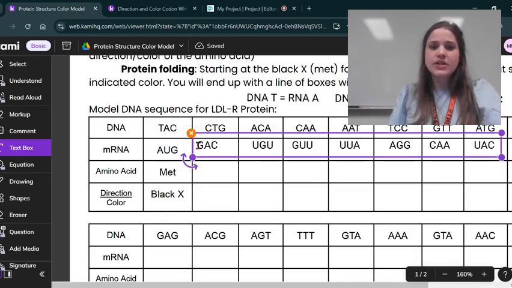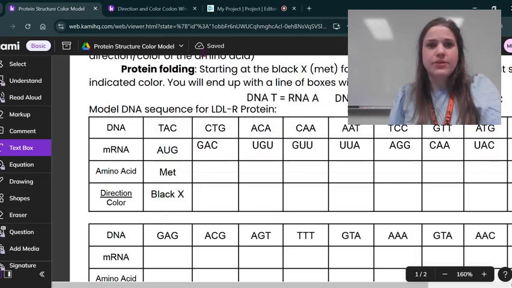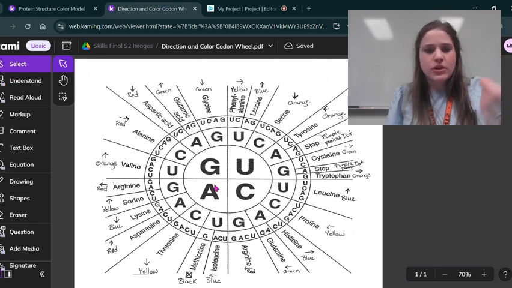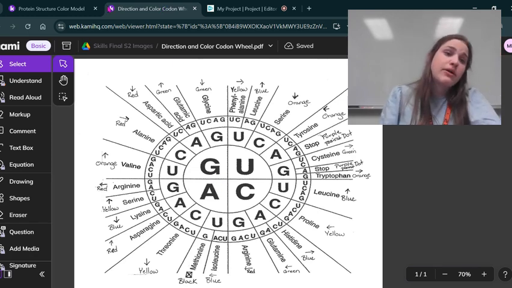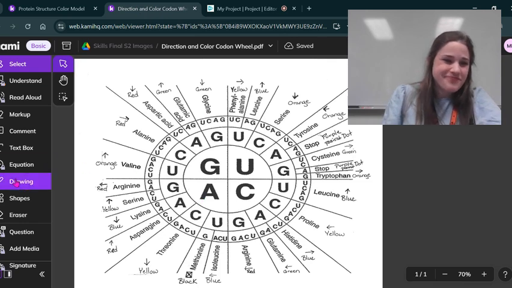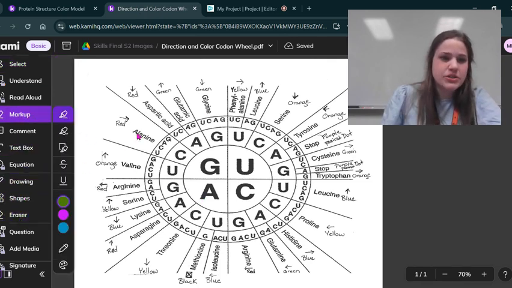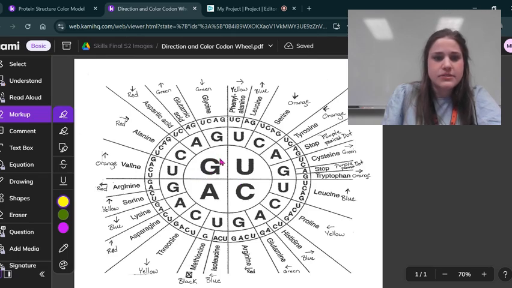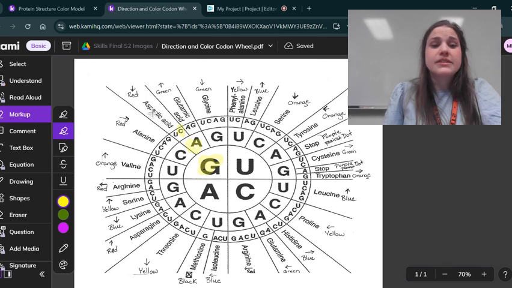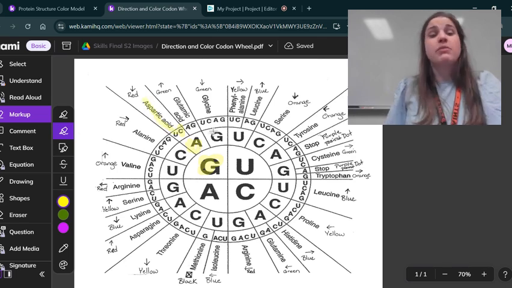So in this case, here's our next codon. GAC is our codon. So what we would come to is our codon wheel. Start in the middle and work our way out. It was GAC. So what I'm going to do is get a highlighter to help us out here. Start in the middle. Cool. GAC. So it's telling us that our first amino acid is going to be aspartic acid.